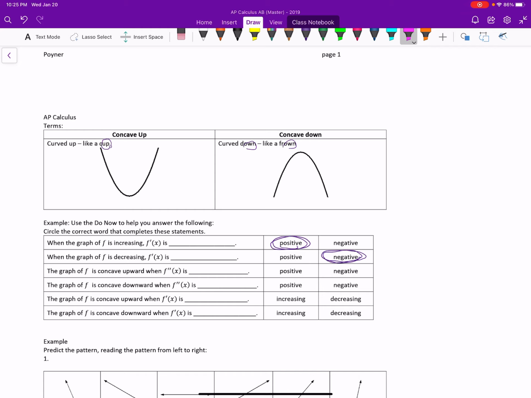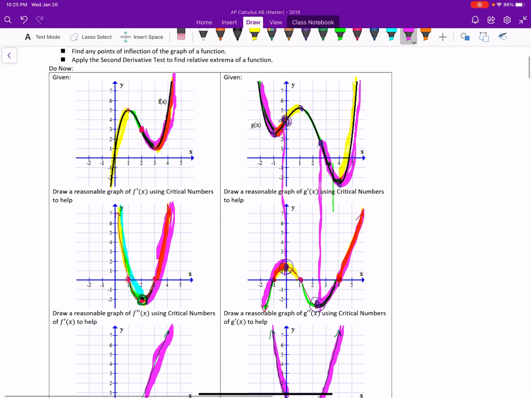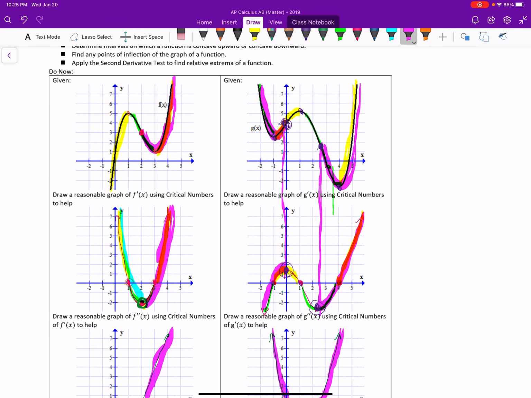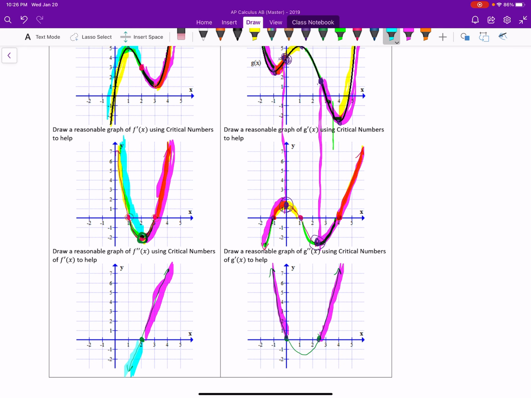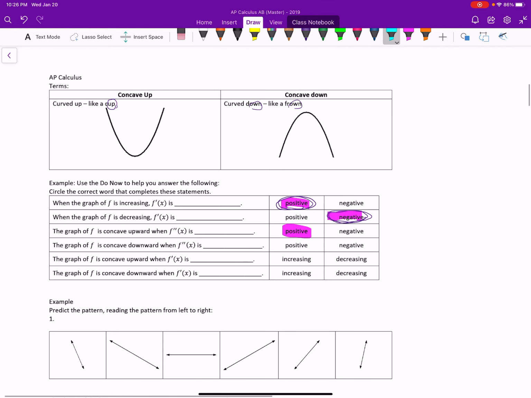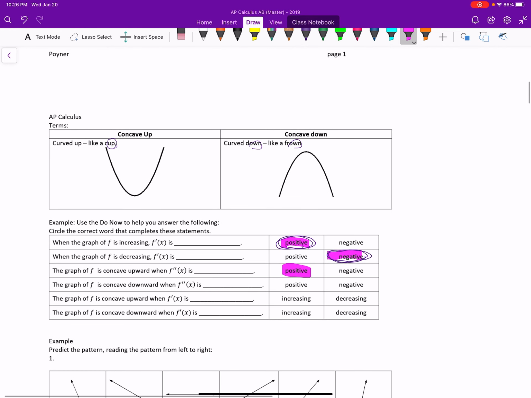The graph of f is concave up when the second derivative is positive. So positive here. And the graph of f is concave down when the second derivative is, well, that would correspond to, if I did concave down right here in blue, which is where the first derivative is decreasing, but that makes the second derivative negative down here. Okay, so the graph is concave down when the second derivative is negative.